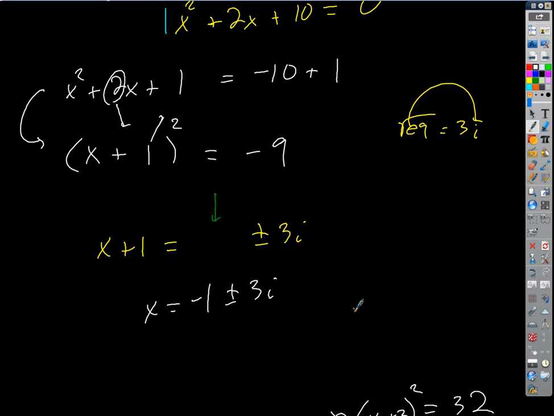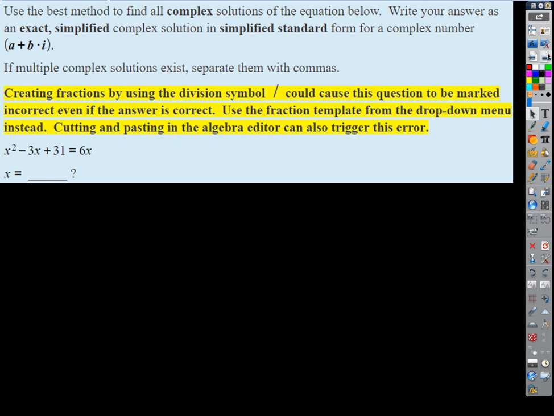That's pretty simple, right? Completing the square, when you have an even b and a equaling 1, is pretty simple to do, okay? So what about something like that one? What do I have to do first? Subtract 6. I've got to get it in standard form. So x squared minus 9x plus 31 equals 0.